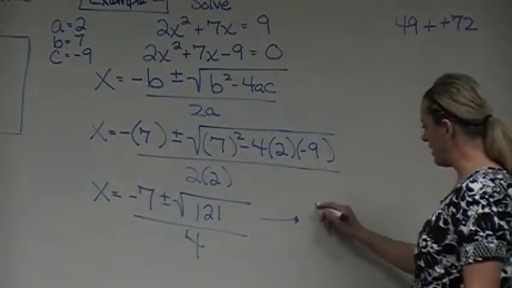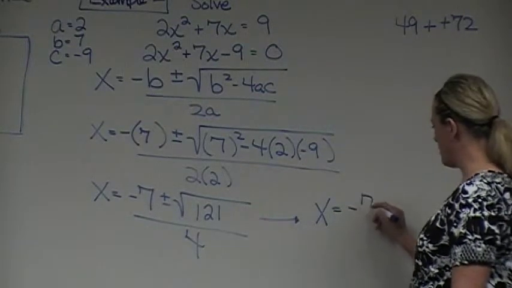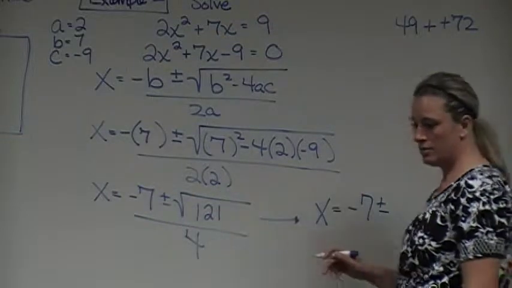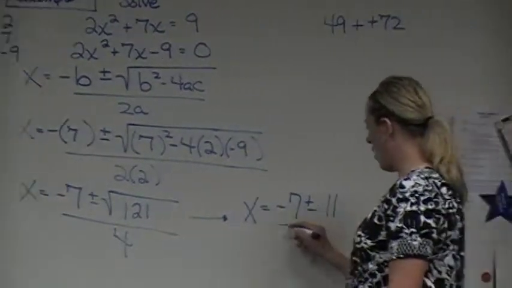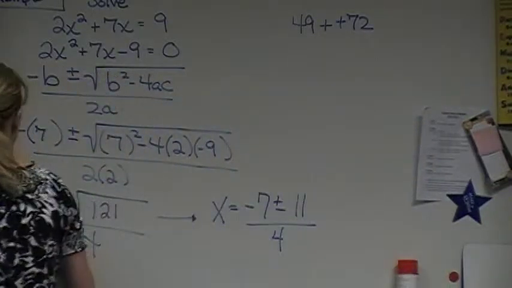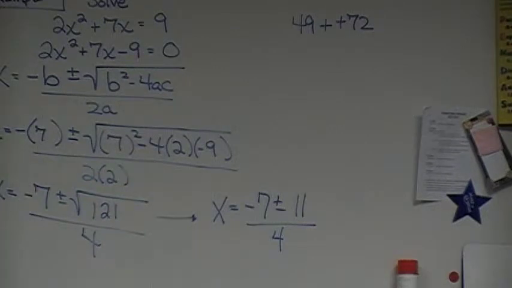All right. So we got x equals the opposite, or I'm sorry, negative 7 plus or minus what is the square root of 121? 11, all over 4. Okay, all I did was take the square root of 121 and I got 11, because it's a perfect square. All right, now how many answers will I get? Well, because this number under the radical is positive, I'm going to get two solutions, okay?